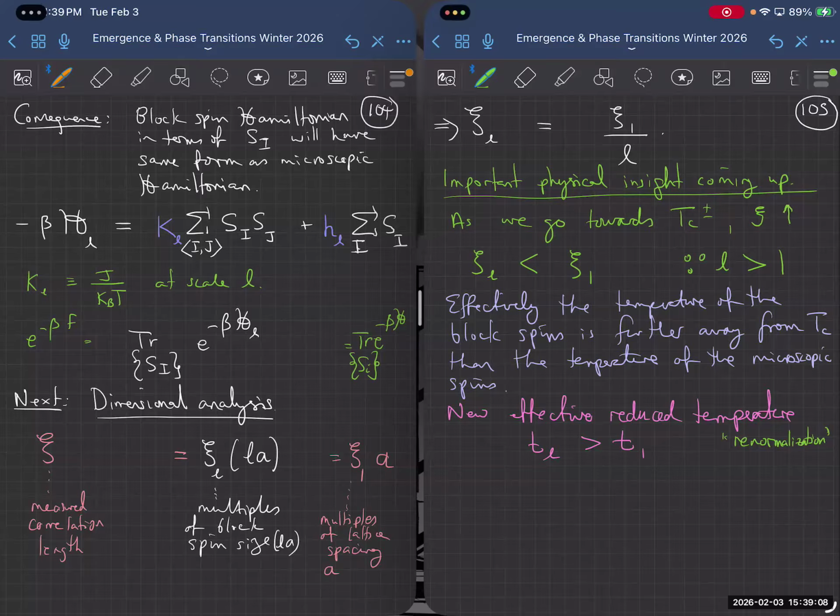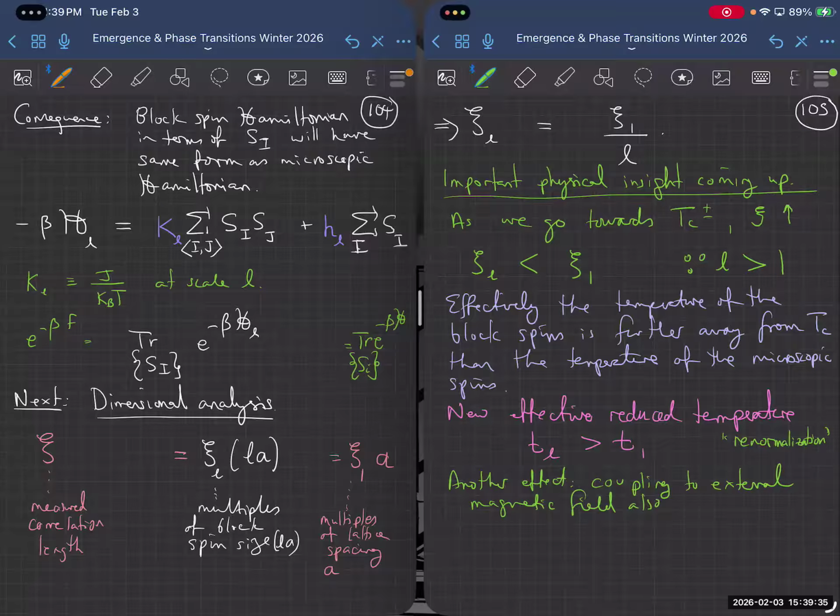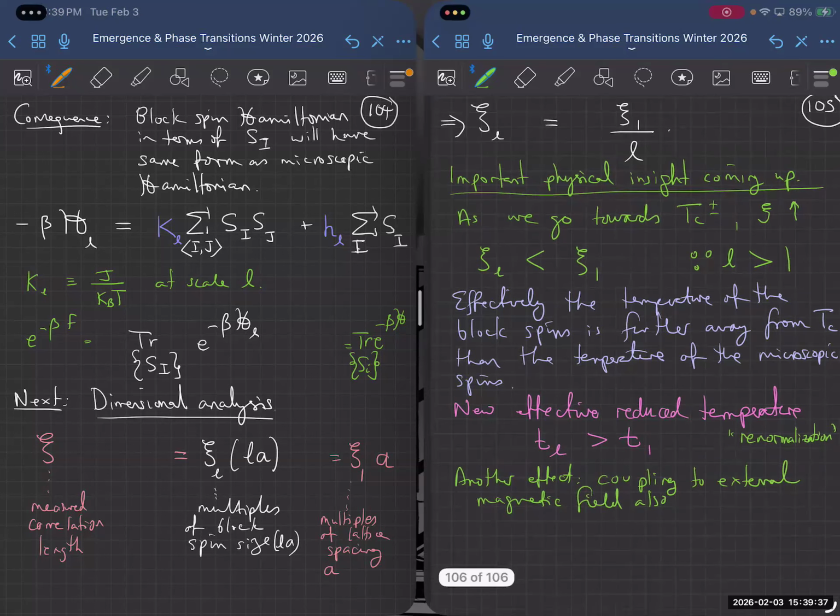Then the second thing is there's another renormalization. The coupling to the external magnetic field also changes. So let's see how.